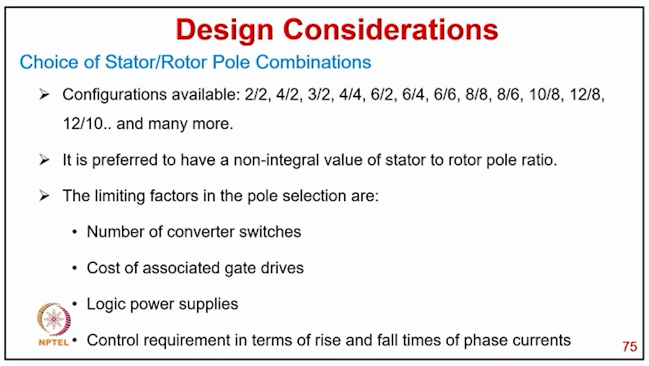So now coming to choice of stator and rotor pole combination. The configurations available are 2x2, 4x2, 3x2, 4x4, 6x2, 6x4, 6x6, 8x8, 8x6, 10x8, 12x8, and 12x10, and many more. So it is preferred to have a non-integral value of the stator and rotor pole ratio. The limiting factors in the pole selection are the number of converter switches, cost of associated gear drive, logic, power supply, and control requirement in terms of rise and fall times of phase current.